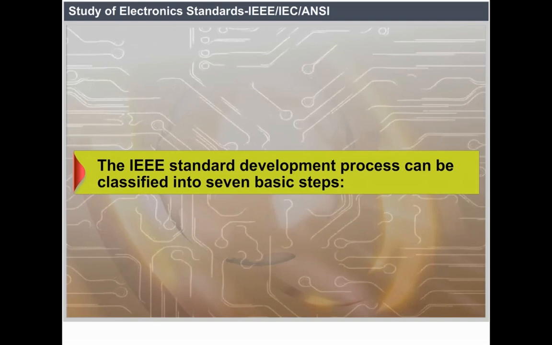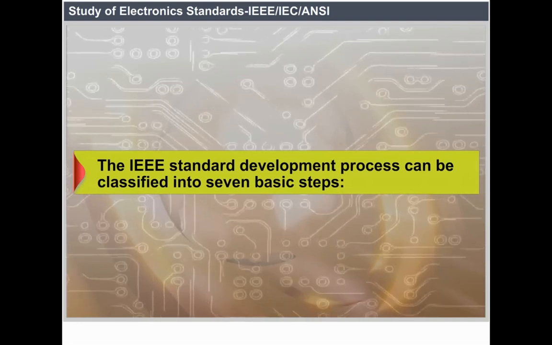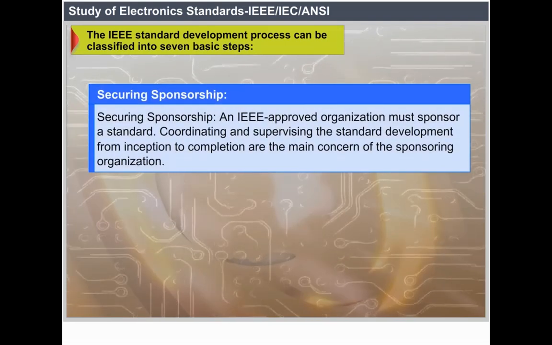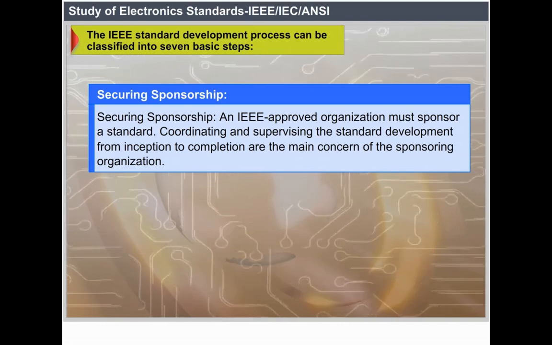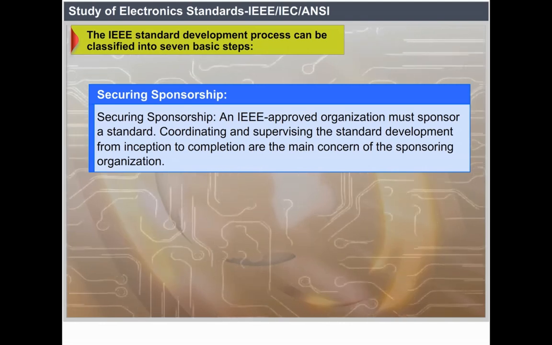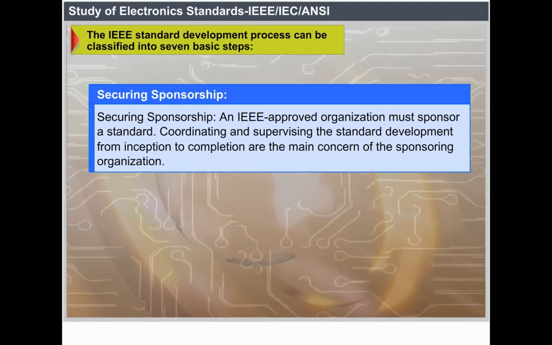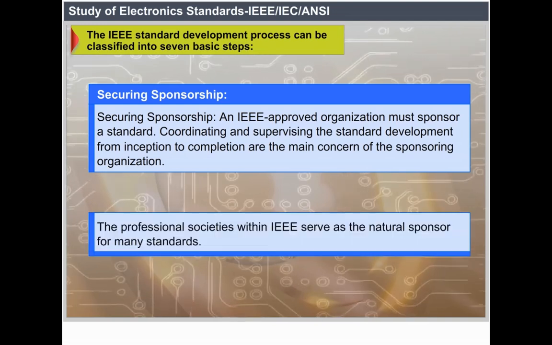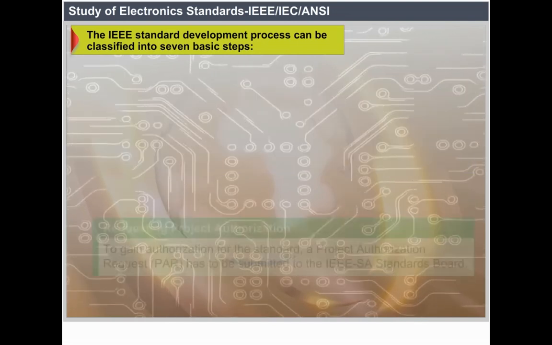The IEEE standards development process can be broken down into 7 basic steps. Securing sponsorship. An IEEE approved organization must sponsor a standard. A sponsoring organization is in charge of coordinating and supervising the standard development from inception to completion. The professional societies within IEEE serve as the natural sponsor for many standards.